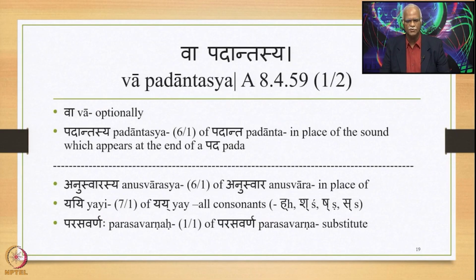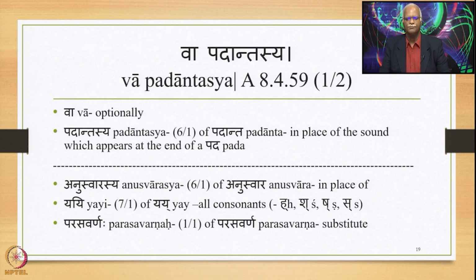Now the next sutra is vapadantasya. This also explains the parasavarna. This sutra vapadantasya has two padas, va and padantasya. This is 8.4.59. Va means optionally, and padantasya is 6/1 of padanta, which means in place of the sound which appears at the end of a pada.